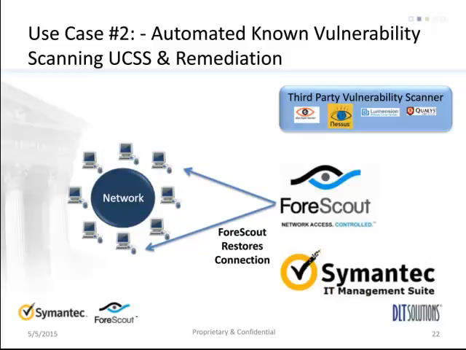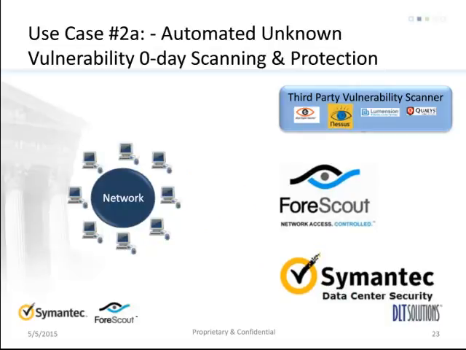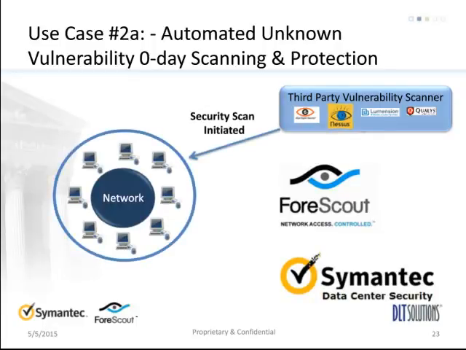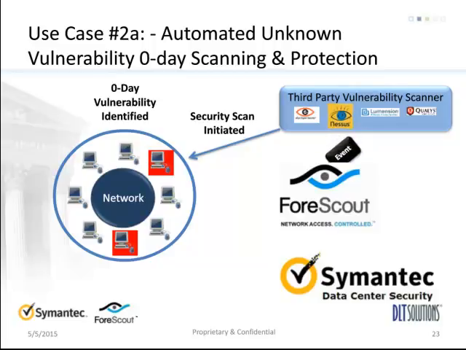So with use case 2A, a very similar use case, only with this one, we're not speaking with ITMS, we're speaking with data center security. And again, we will initiate our vulnerability scan. This time, though, a zero-day. The scanner has identified a zero-day vulnerability. It sends the same trigger event over to ForeScout. We'll perform the same quarantining of the device, again, to regulate and to control that device.